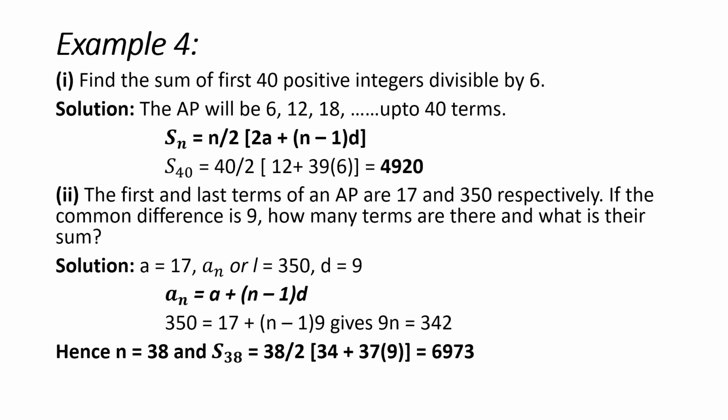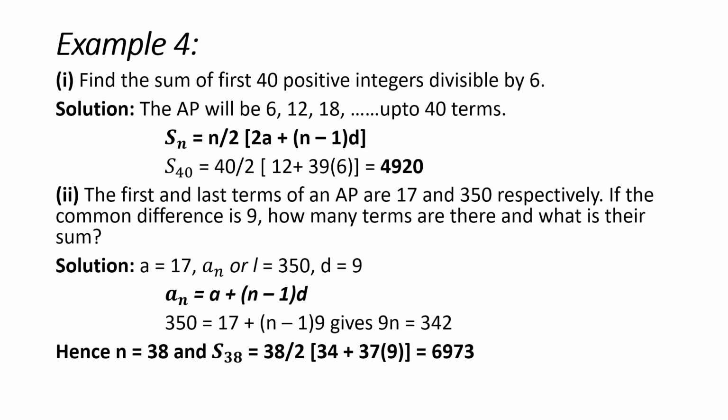Now the sum of the first n terms, Sn, is equal to n by 2, 2a plus n minus 1 into d. So S40 is 40 by 2, first term is 6, so 2 into 6, 12, plus 40 minus 1, 39, into common difference, which will be 6. So the sum of the first 40 terms would be 4920.